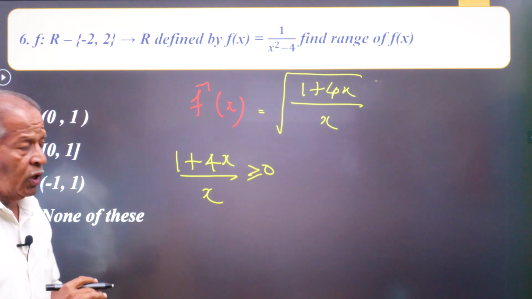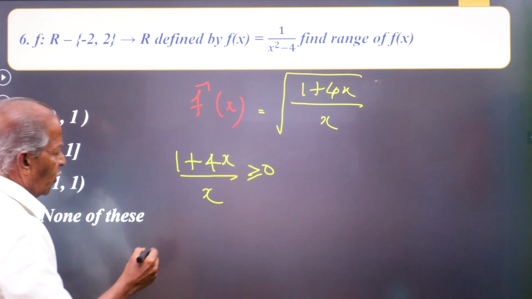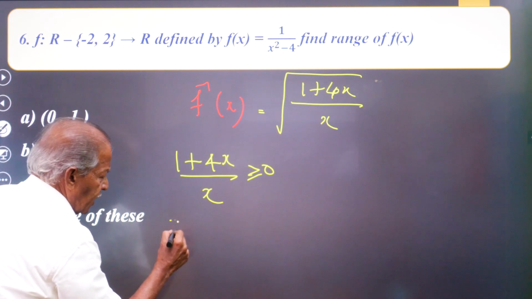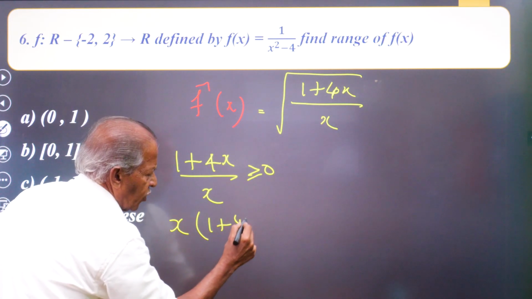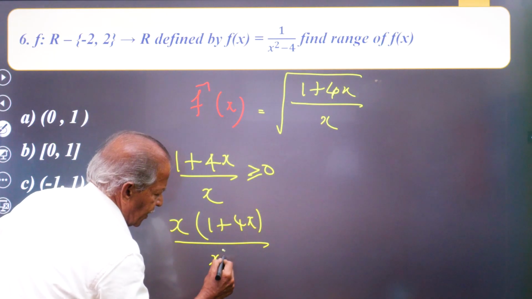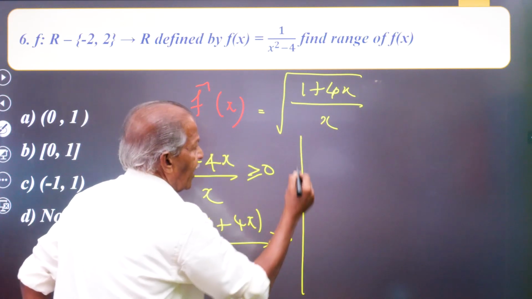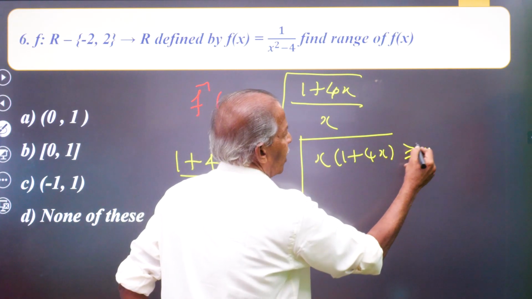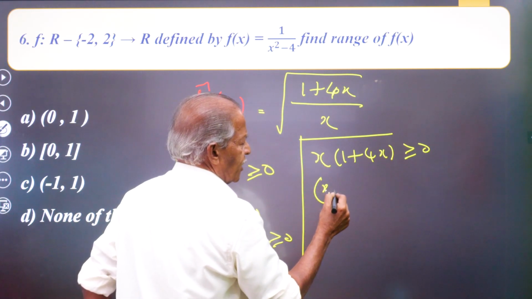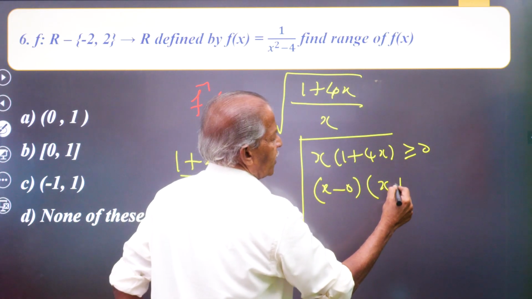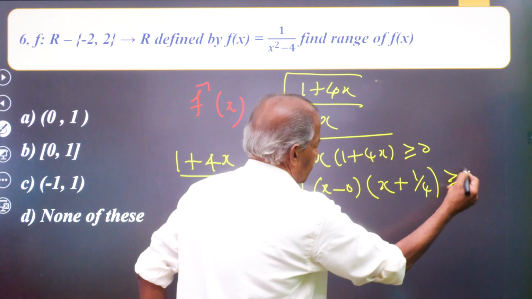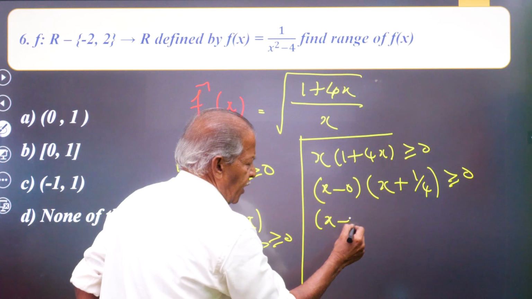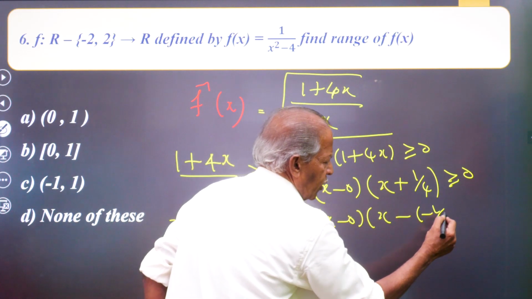Now, how to find the value? I multiply the denominator to the numerator both sides. Multiply the denominator x term, numerator and denominator. Therefore, it gets x into 1 plus 4x divided by x squared greater than or equal to 0. This implies x into 1 plus 4x greater than or equal to 0. I am rewriting this: x minus 0 into x plus 1 by 4 greater than or equal to 0. That is x minus 0 into x minus of minus 1 by 4.